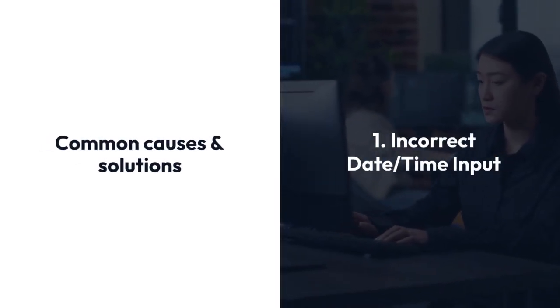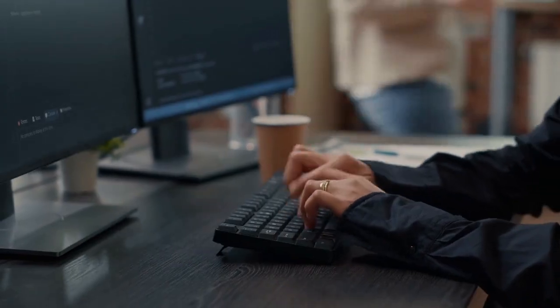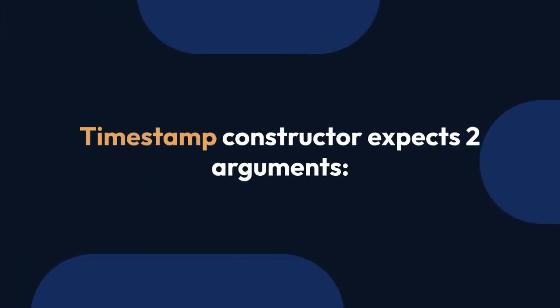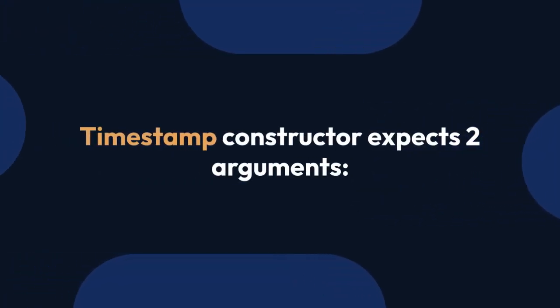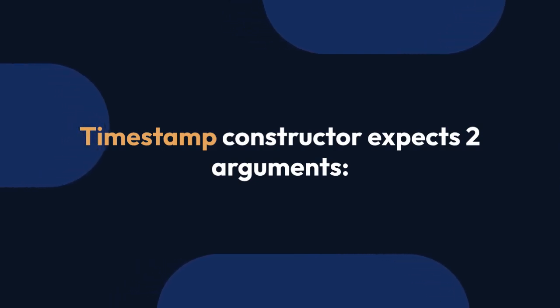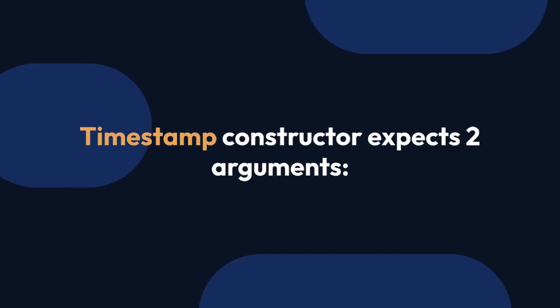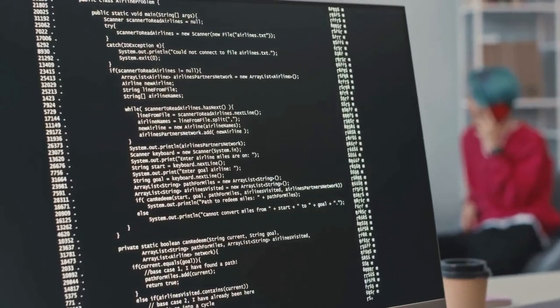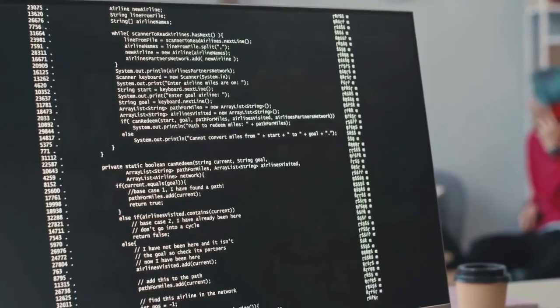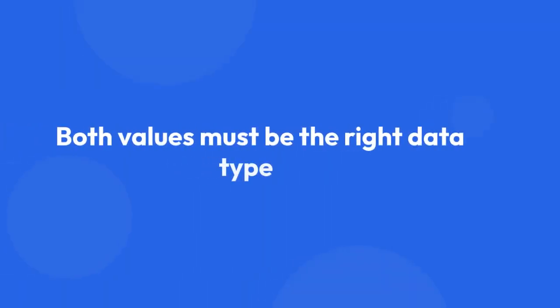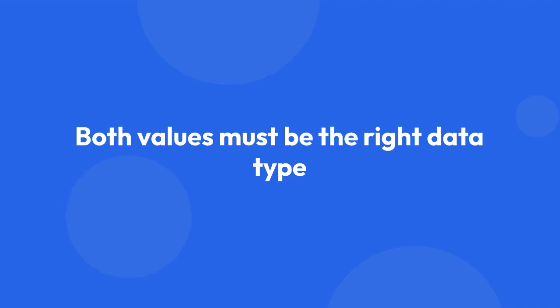1. Incorrect date/time input. The most frequent cause is providing incorrect data to the timestamp constructor. The constructor expects two arguments: seconds since the Unix epoch, January 1st, 1970, 00:00 UTC, as a number, and nanoseconds, 0 to 999,999,999, as a number. If you provide non-numeric values or values outside the acceptable range, e.g. negative seconds, you'll get the RangeError. Make sure both values are correctly calculated and of the right data type, number.